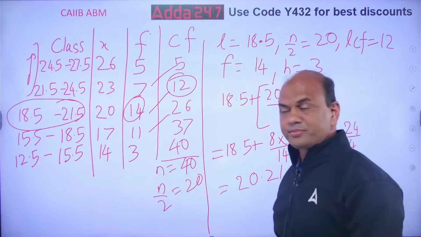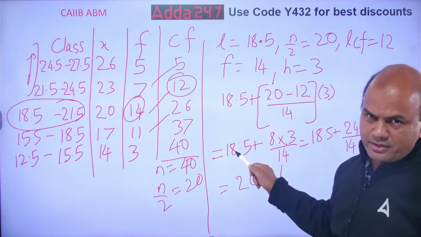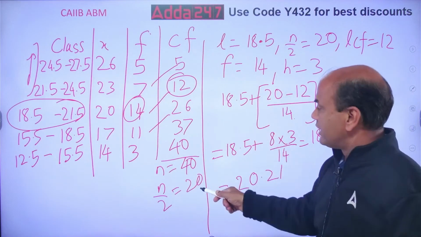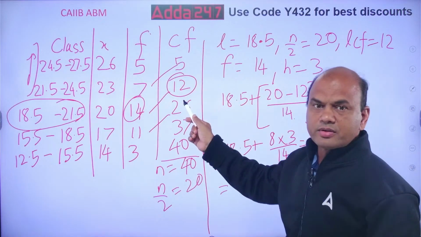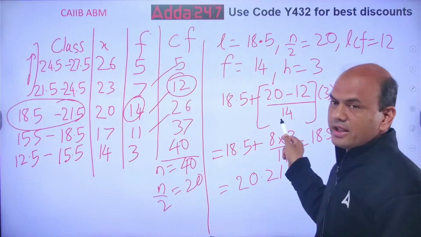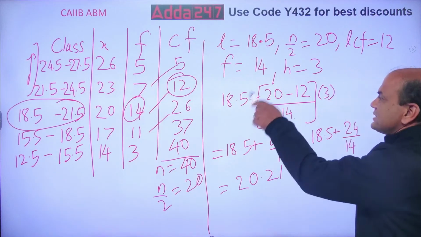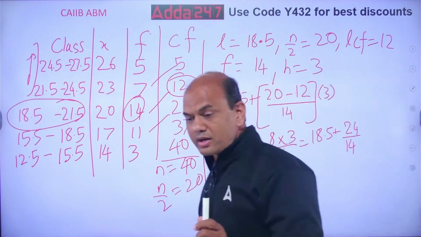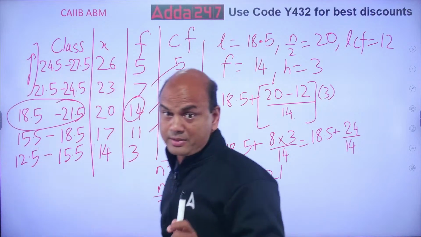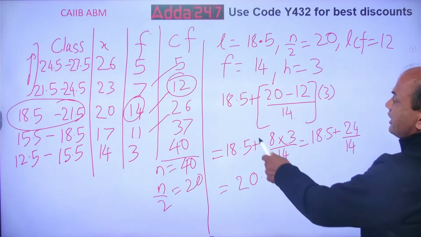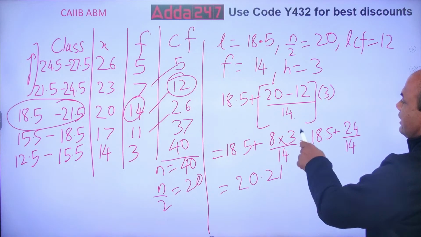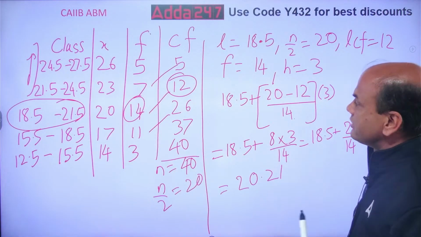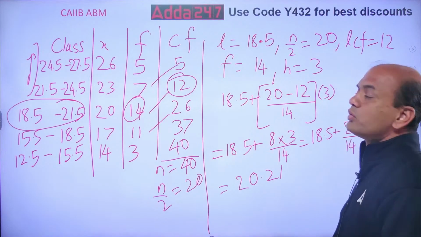Now use the formula. L plus, okay, 18.5 plus width 3 into N upon 2, 20 minus CF 12 upon this 14 F. Now it's just maths, but don't do this maths also without calci. Don't try to apply your own brains over here. I am telling you. So do it. Now solve this. 18.5 plus 8 into 3 upon 14. Solve this and you will get 20.21. This is your median. Your median is 20.21.